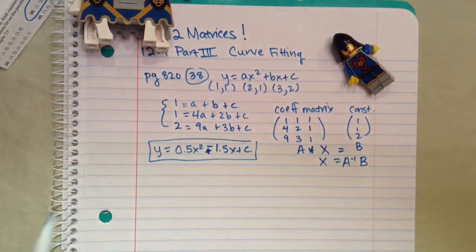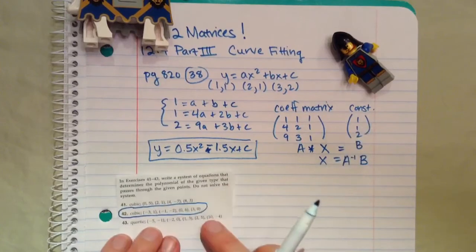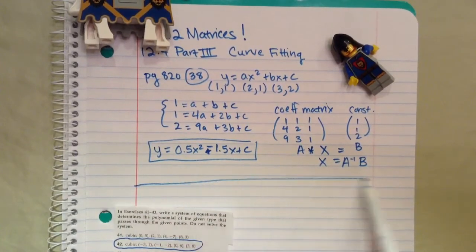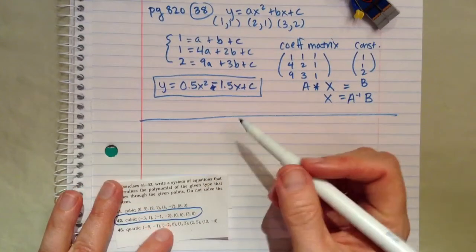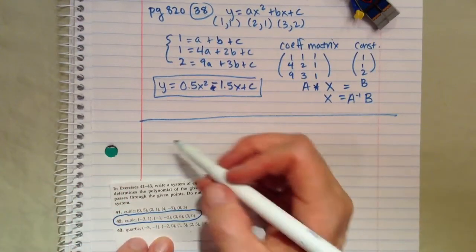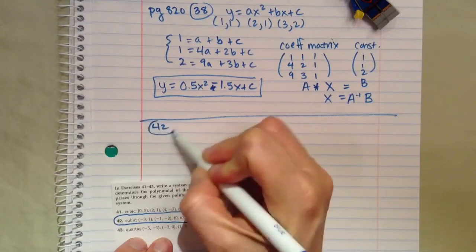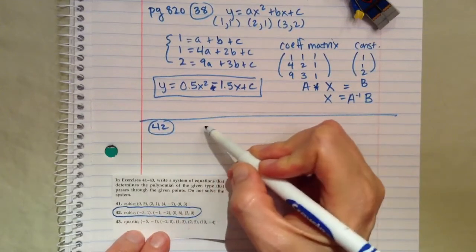All right, there's another problem where we have to do a very similar thing, but this time for a cubic. This one I'm just going to set up for you guys, and I think you can do the calculator part on your own. If not, you're in some trouble. But 42, it's now a cubic equation.